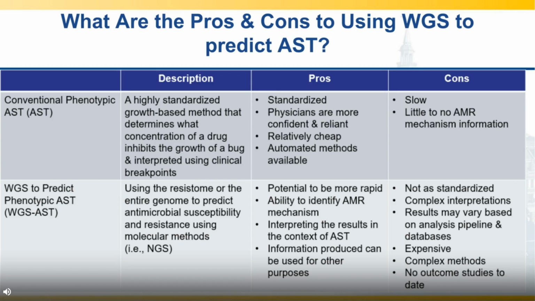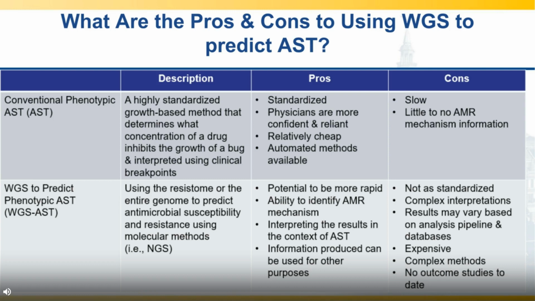Whereas with whole genome sequencing to predict the phenotypic AST, we're using the resistome, or the entire genome of an organism, to predict antimicrobial susceptibility and resistance using a molecular method, and in this case, we're using next-generation sequencing. The pros to this approach is that it has the potential to be more rapid. There are some sequencing methods like Nanopore sequencing where you can analyze your data in real time and can allow for a more appropriate or more clinically relevant turnaround time.